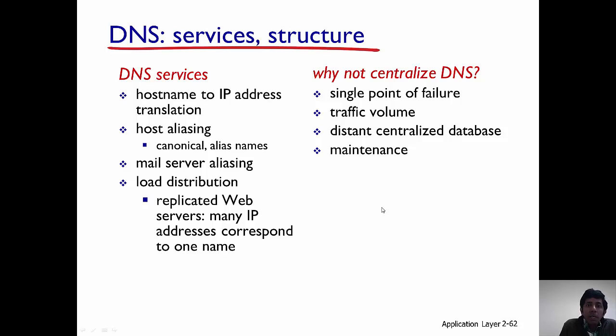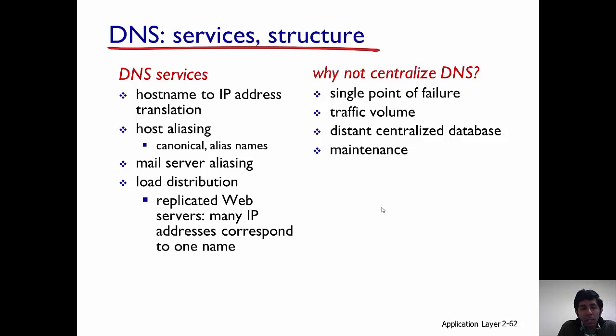So what's the main service that DNS provides? As I just mentioned, DNS translates host names to IP addresses. That's the most important function of DNS. Apart from this, it also provides some aliasing and it helps in load distribution. So what is load distribution?